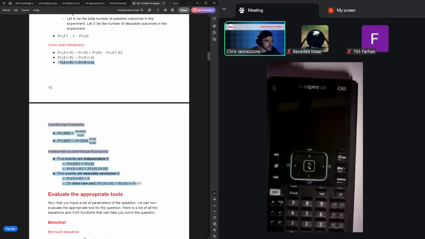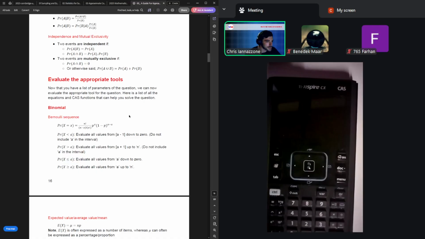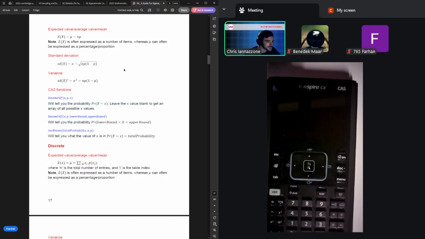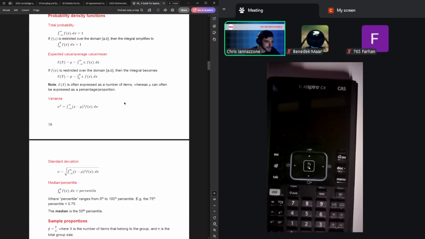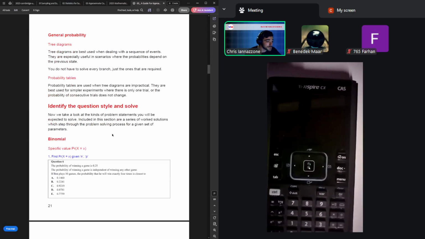And then from here, I've just got some general probability stuff that might come up. And then it just goes into more detail as to exactly what equations and what tools you have available to you in each of those sections, and the CAS functions. So it's a big old document that, if you find it useful to have, feel free. It's a nice bound reference.